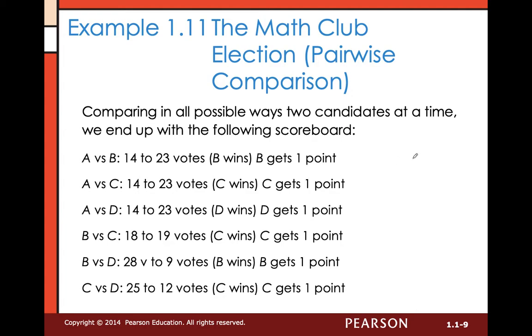B versus C, C gets the point. B versus D, B gets a point. And C versus D, C gets a point. So, looking at our scoreboard, B has a total of 2 points, C has a total of 3 points, and D has a total of 1 point. That makes C our winner.